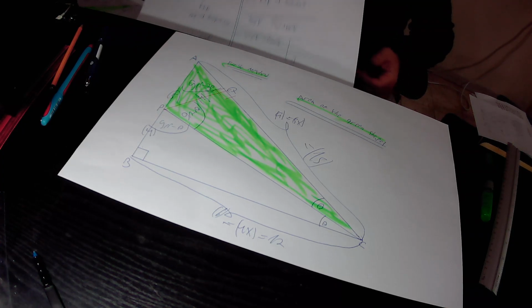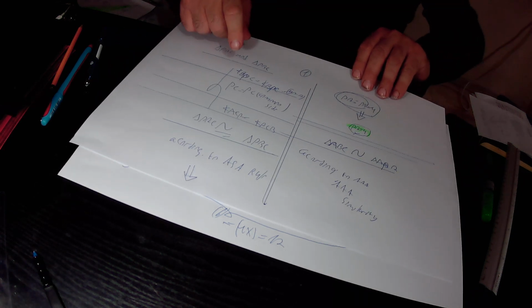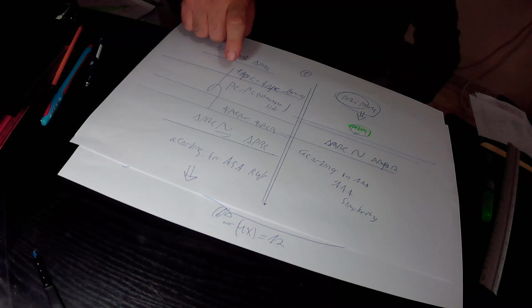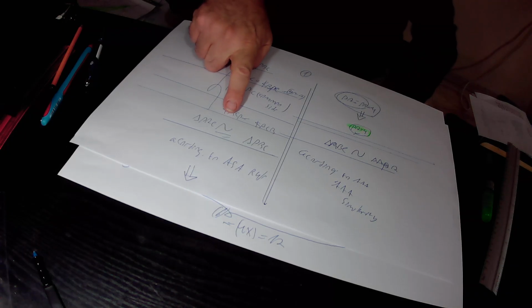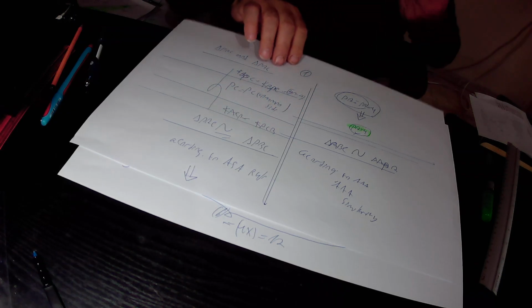And again, in total, we found out that the green triangle PQC is congruent to the white triangle PBC according to the angle side angle rule. What is the angle side angle rule?